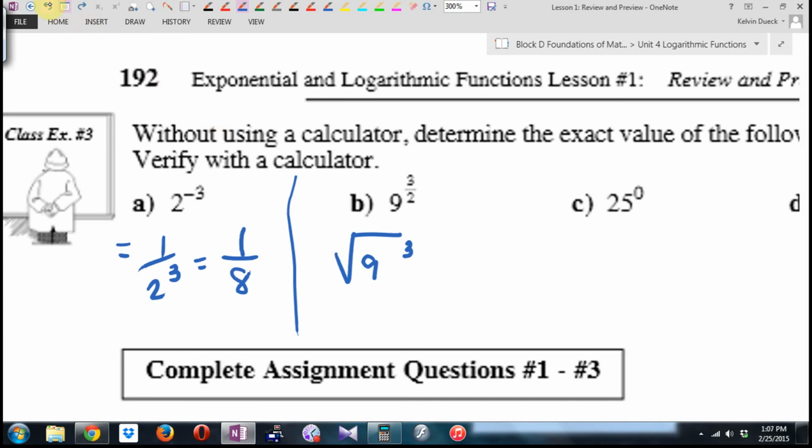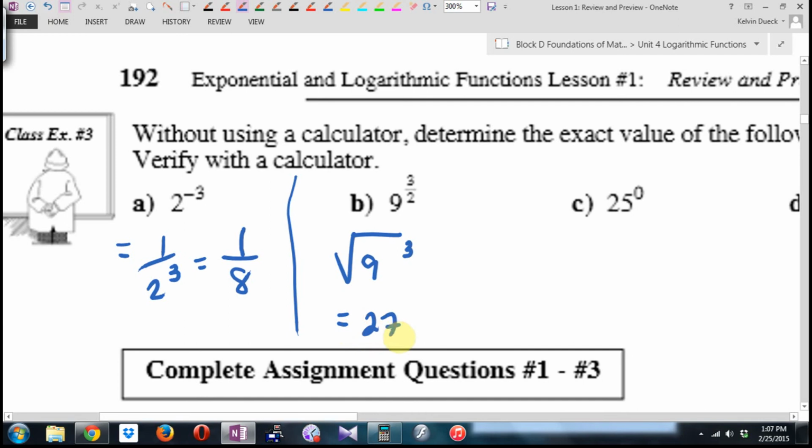This is the square root of 9. I want the answer. Square root of 9. Stop saying that. This is the square root of 9, which is 3 cubed, which is 27. Okay.